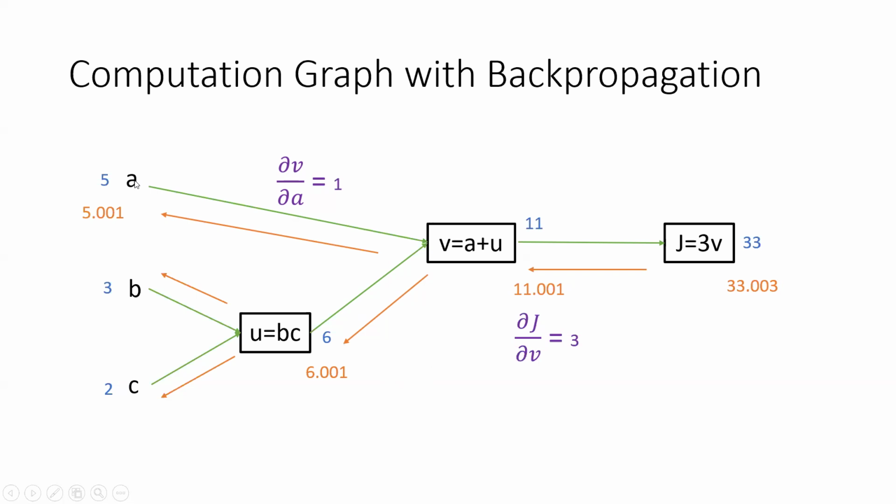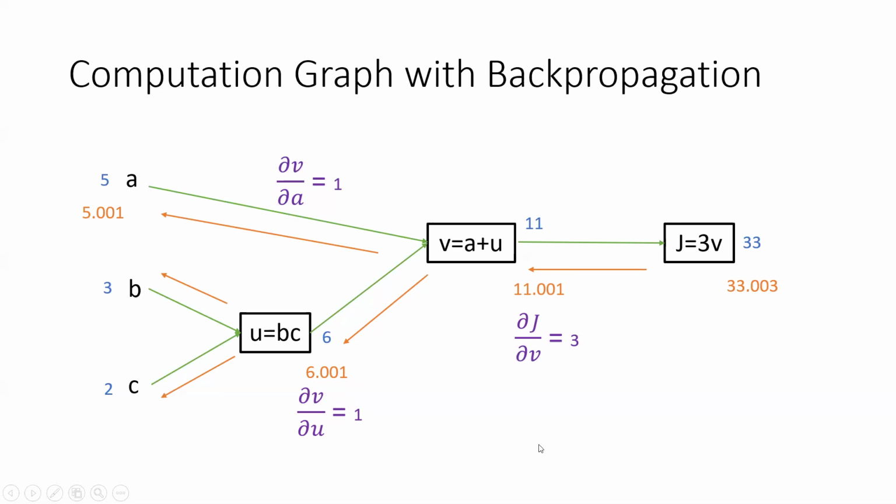So you use 5 as a and 6.001 as u. Then the value of v would be 11.001. So then ∂v/∂u is, because when you increase u by 0.001, v has also increased by 0.001. So because of that, ∂v/∂u is 1, right? Just the same amount was increased in v.